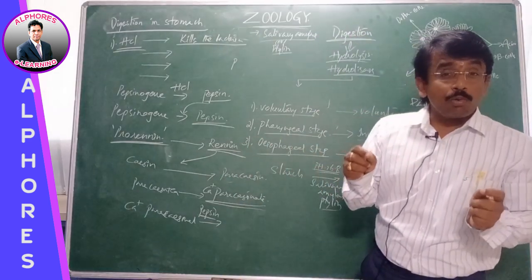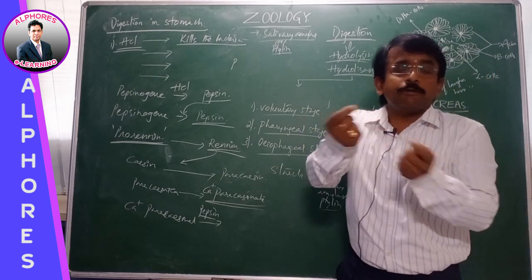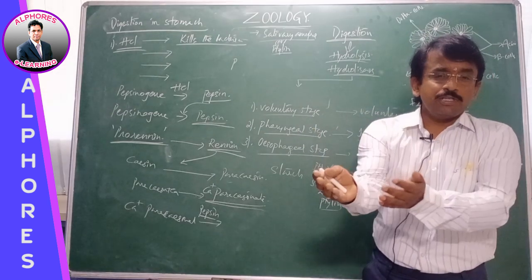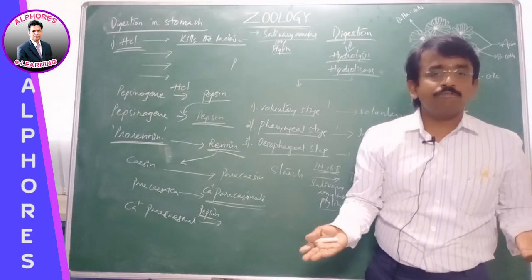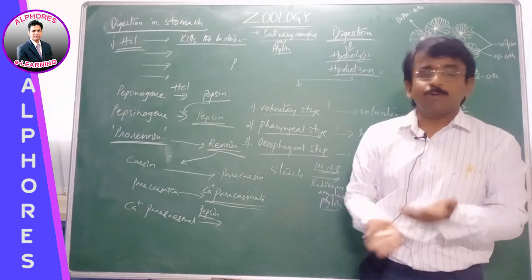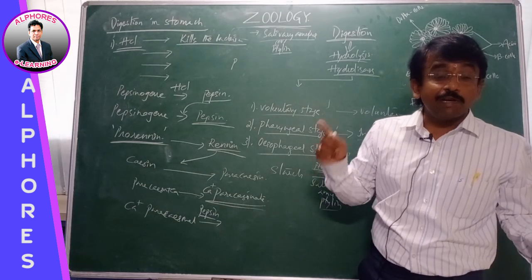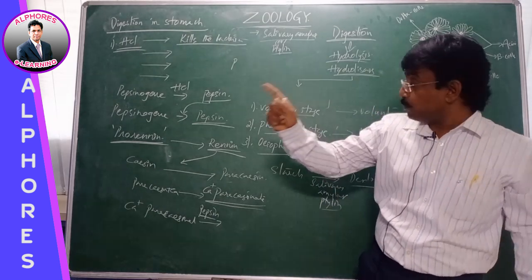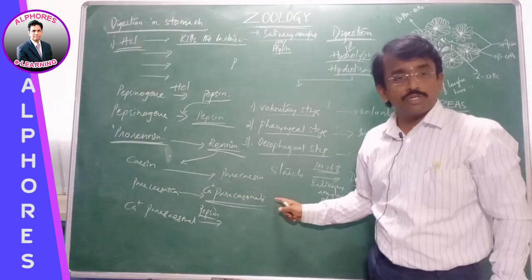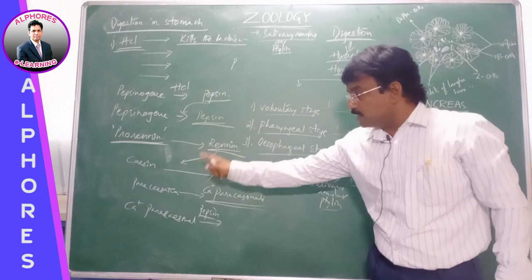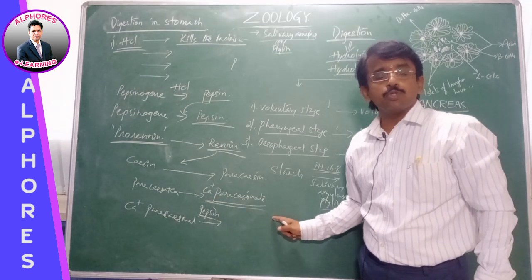So rennin's role in infants is to prevent the milk from passing from the stomach into the intestine. If it entered the intestine in its original form, it would be sent out, so there would be no source of energy for the children. That's why rennin is present in infants and acts upon casein, converting it into paracasin, then in the presence of calcium ions into calcium paracasinate. Upon that, the pepsin acts and converts it into peptones and proteases.